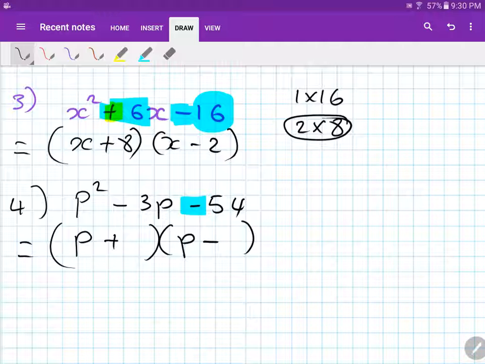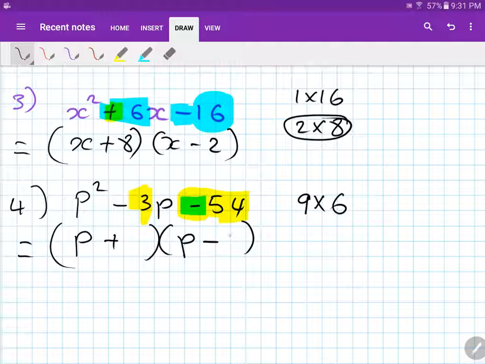That's the first step. Then, what times what gives me 54 and the difference is 3? Don't worry about negatives, just 3. 54 is 9 times 6, and the difference is 3. Now because it's negative 3, the larger number must be on the negative side.